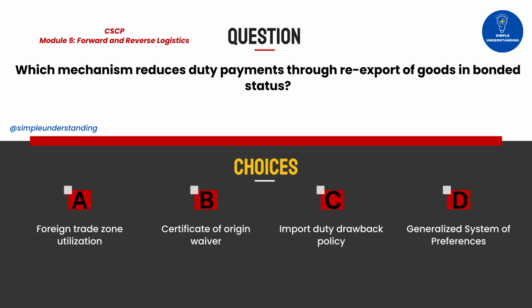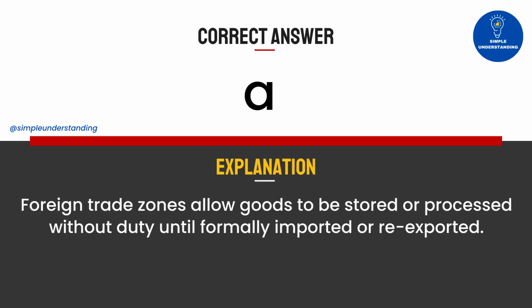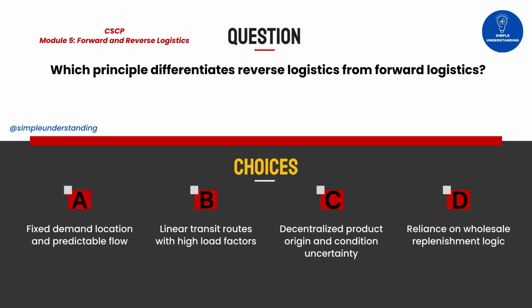10. Which mechanism reduces duty payments through re-export of goods in bonded status? A. Foreign trade zone utilization. B. Certificate of origin waiver. C. Import duty drawback policy. D. Generalized system of preferences. Correct answer: A. Explanation: goods in foreign trade zones are exempt from duties unless they enter the domestic market, allowing duty deferral or avoidance.